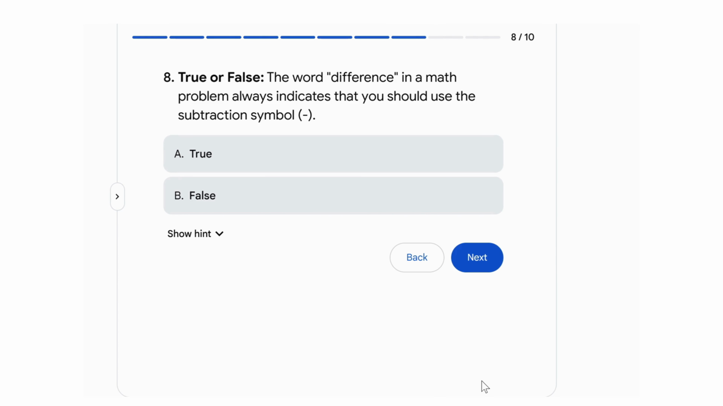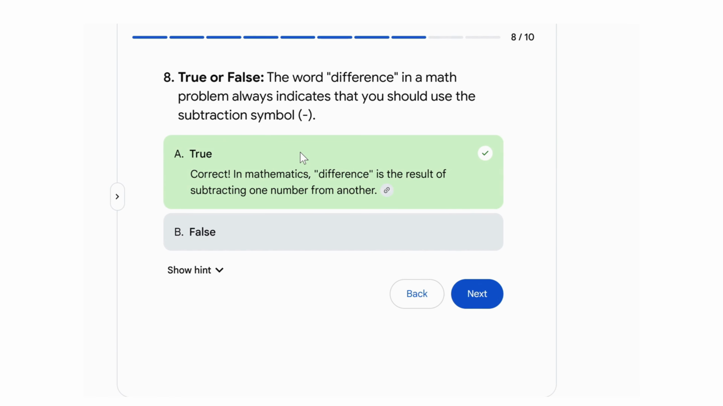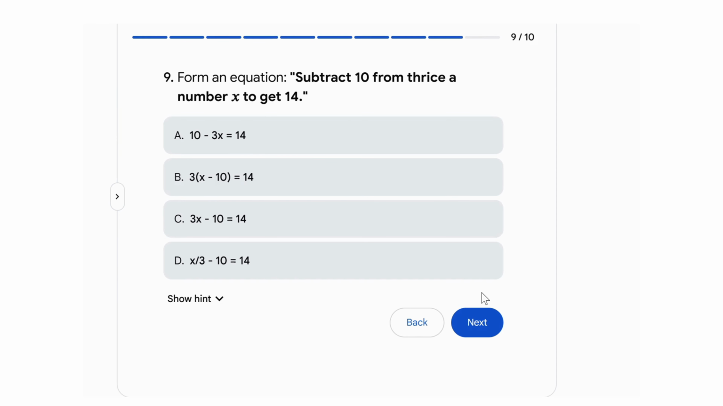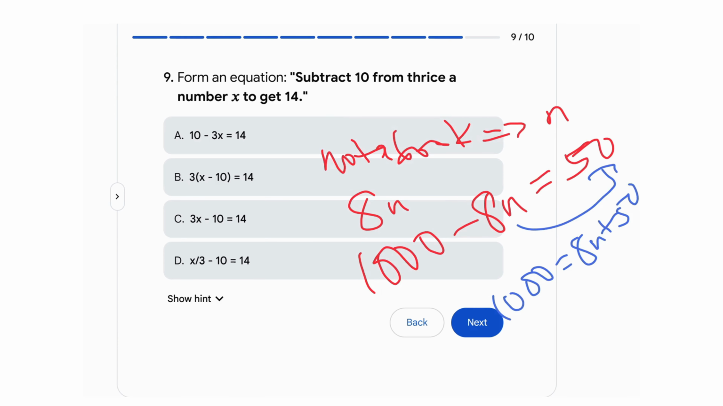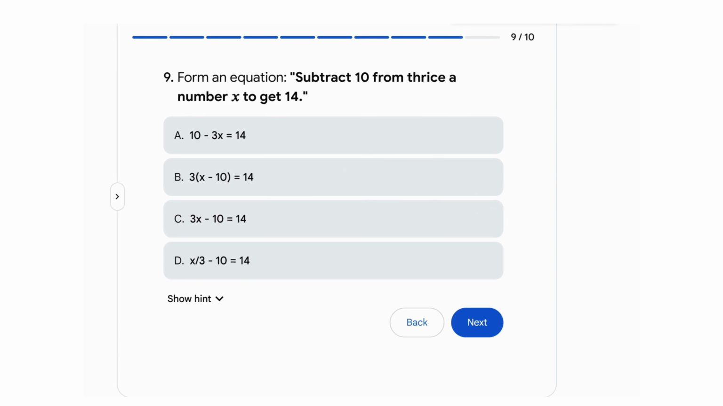So true or false? The word difference in a math problem always indicates that you should use subtraction. That's very true. Yes, it's true. Number 9, form an equation. Subtract 10 from thrice a number x to get 14.